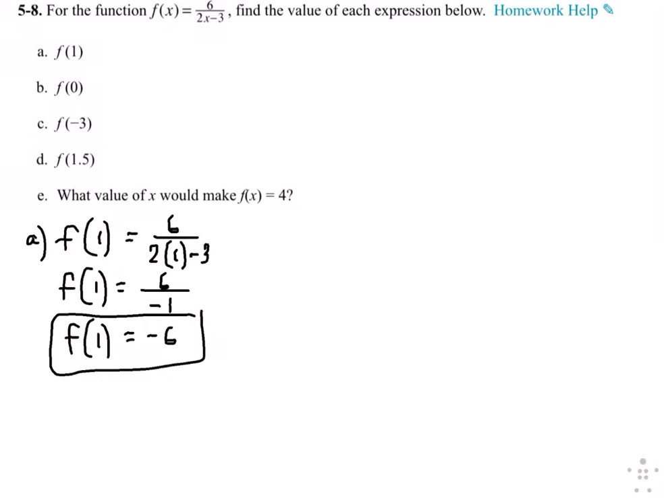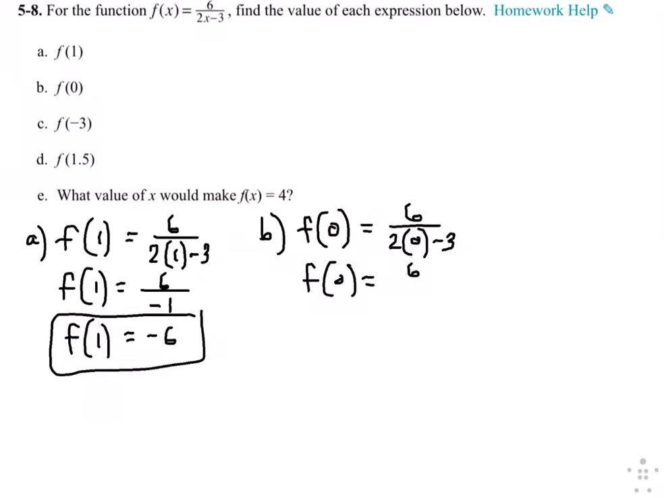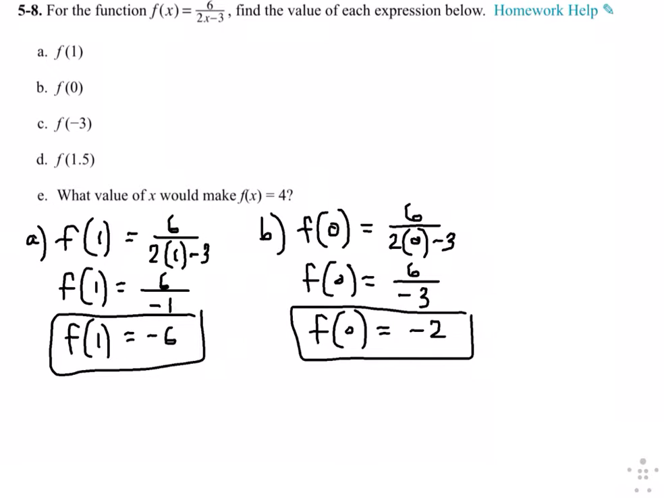The next one, B, we'll do here, f of 0, so we put a 0 in for x, equals 6 over 2 times 0 minus 3. So f of 0 equals 6 over 0 minus 3, that's negative 3. So f of 0 comes out to be negative 2 for B. Okay, let's make some space.